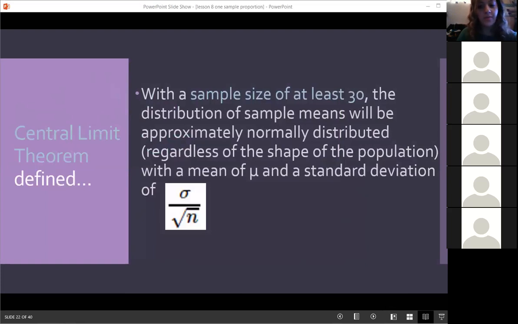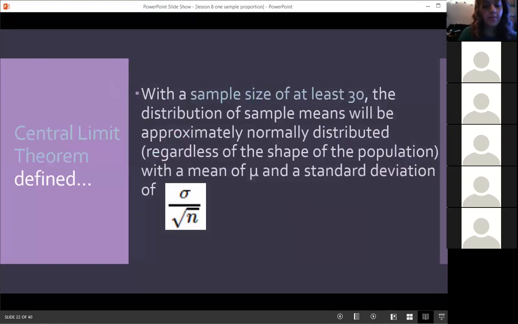In this case, we have a rule of thumb that our sample size should be at least 30. That's something that's been found over many trials, finding that with a large enough sample size, we're going to be able to assume that the distribution of our sample means is approximately normally shaped.